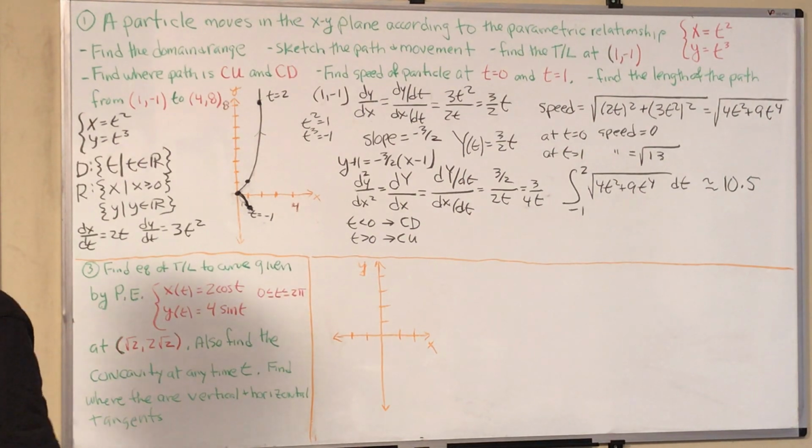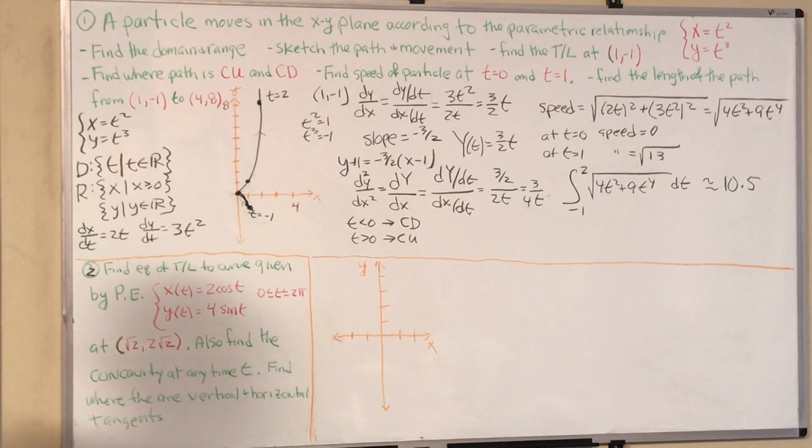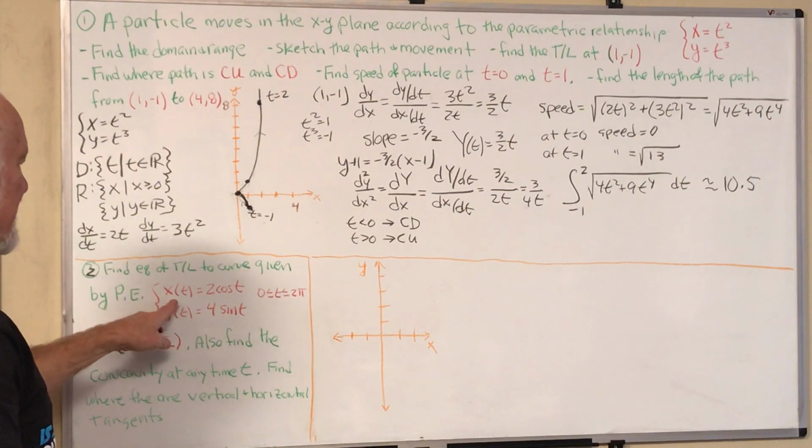Okay, let's do one more. I don't know why I called it 3. I guess it should be 2. Find the equation of the tangent line to this parametrically defined curve. Well, let's see. Let's this time get a sketch of it at the beginning.